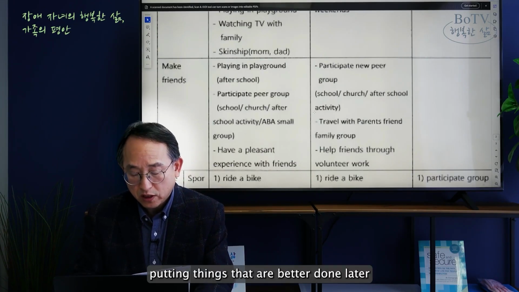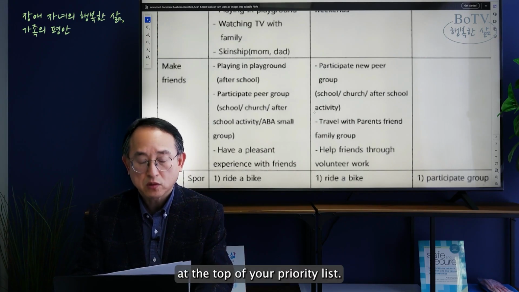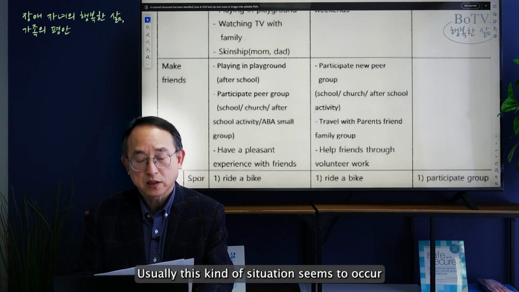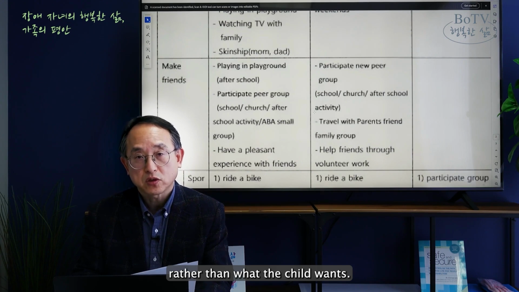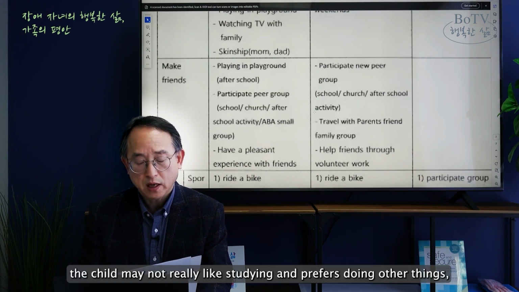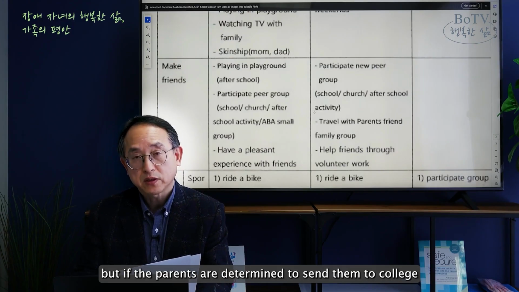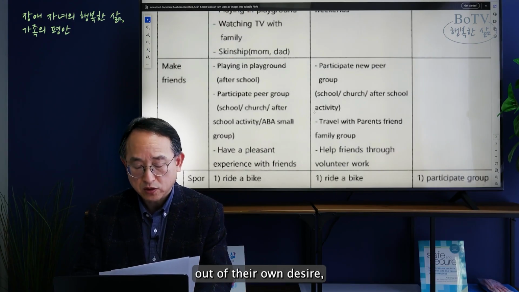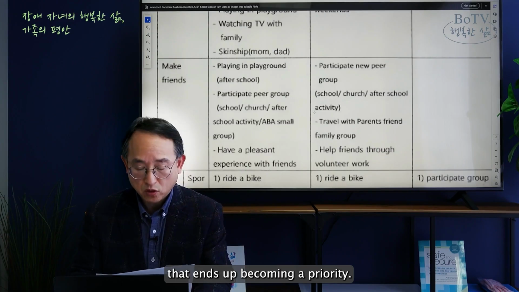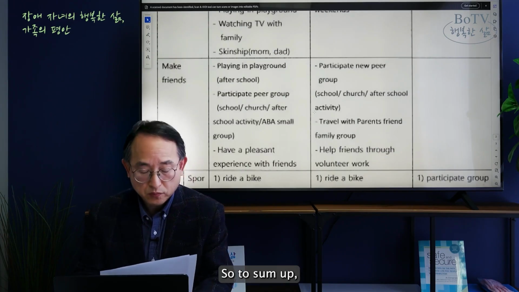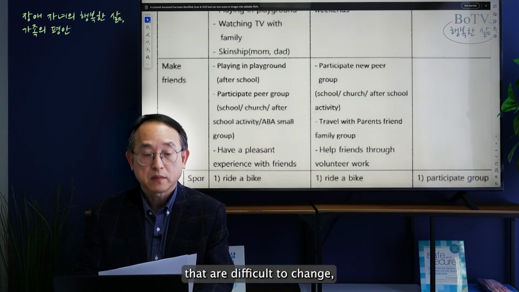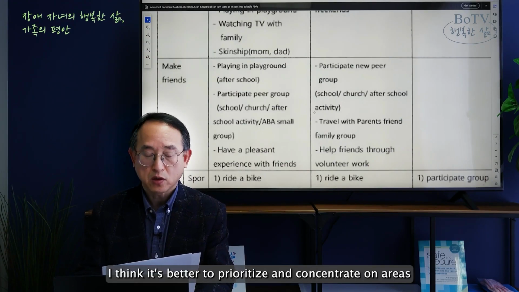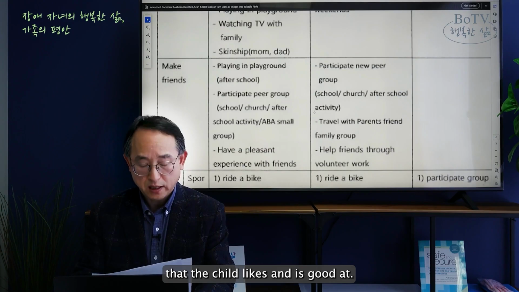Or, for example, putting things that are better done later at the top of your priority list. Usually, this kind of situation seems to occur when the focus is more on what the parents want rather than what the child wants. For example, the child may not really like studying and prefers doing other things, but if the parents are determined to send them to college, out of their own desire, that ends up becoming a priority. So, to sum up, rather than prioritizing or focusing on areas that are difficult to change, I think it's better to prioritize and concentrate on areas that the child likes and is good at.